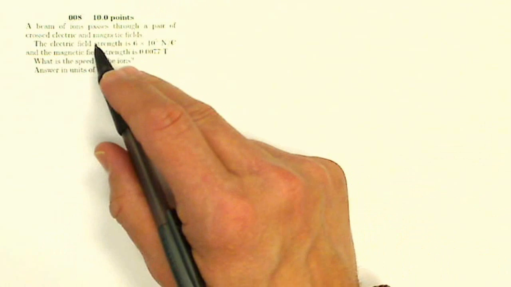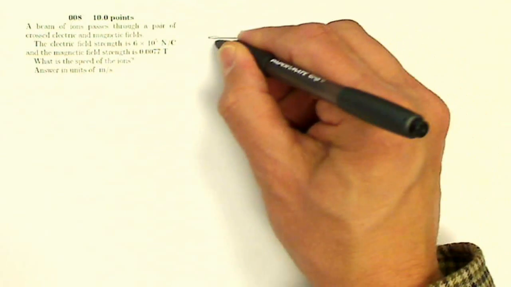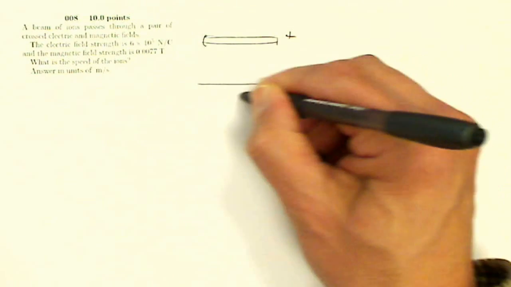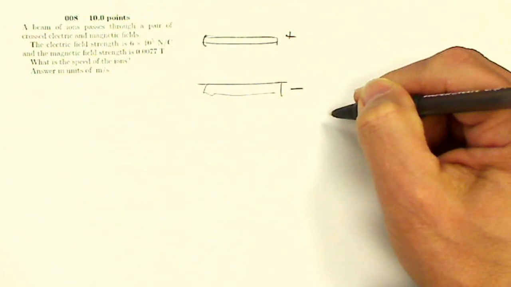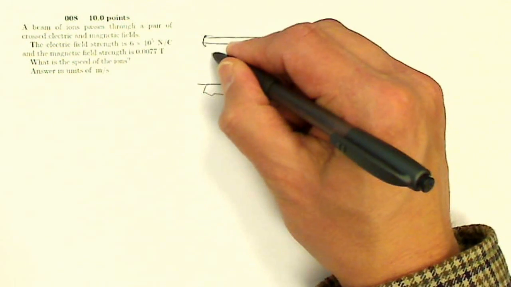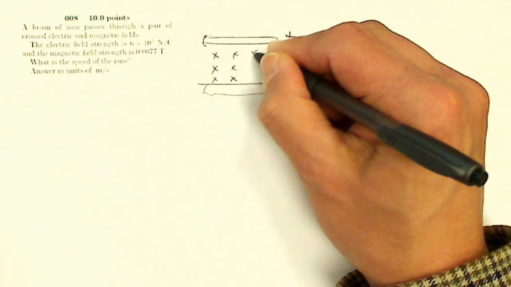A beam of ions passes through a pair of crossed electric and magnetic fields. What that means is that, let's say that I have a positive plate here and a negative plate here, and I've got some magnetic field in the middle.